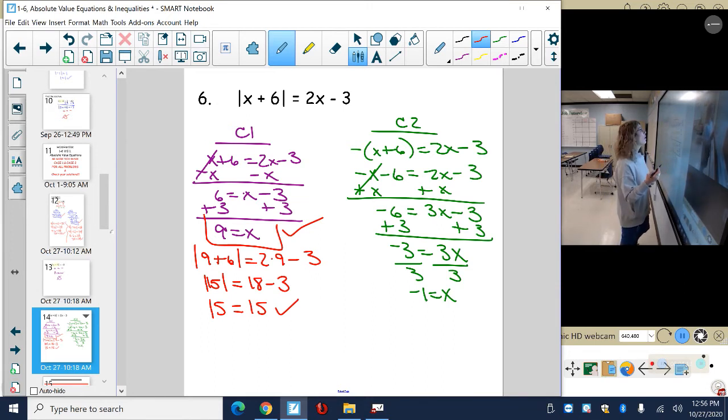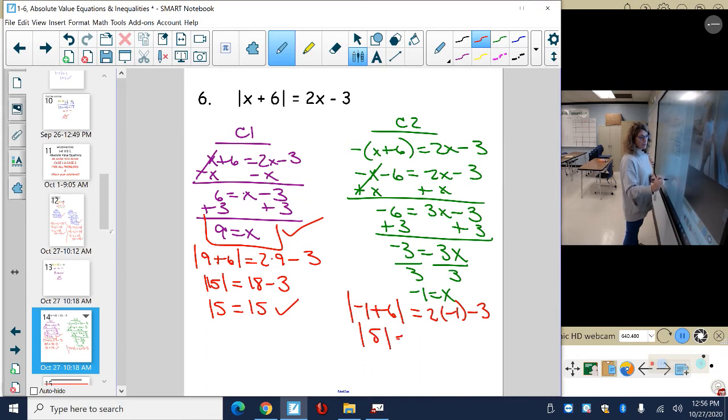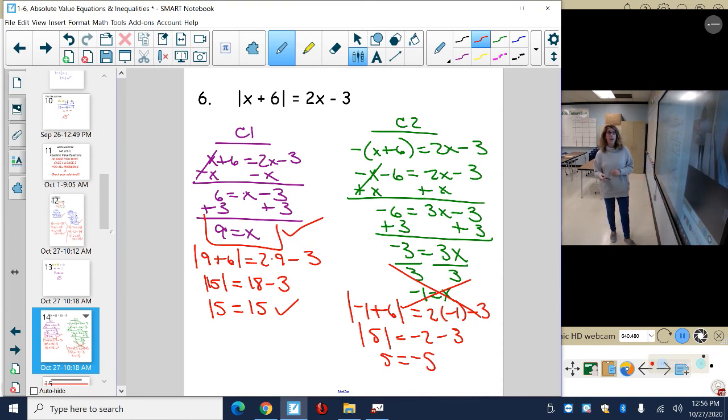Come over here to negative 1 and check that now. Absolute value of negative 1 plus 6 is equal to 2 times negative 1 minus 3. This is going to be 5. Negative 2 minus 3. Absolute value of 5 is going to be 5. Negative 2 minus 3 is negative 5. When does 5 equal negative 5? Never. So that means negative 1 is not the answer, and the only answer I have is going to be x equals 9. That is how you do tonight's homework.